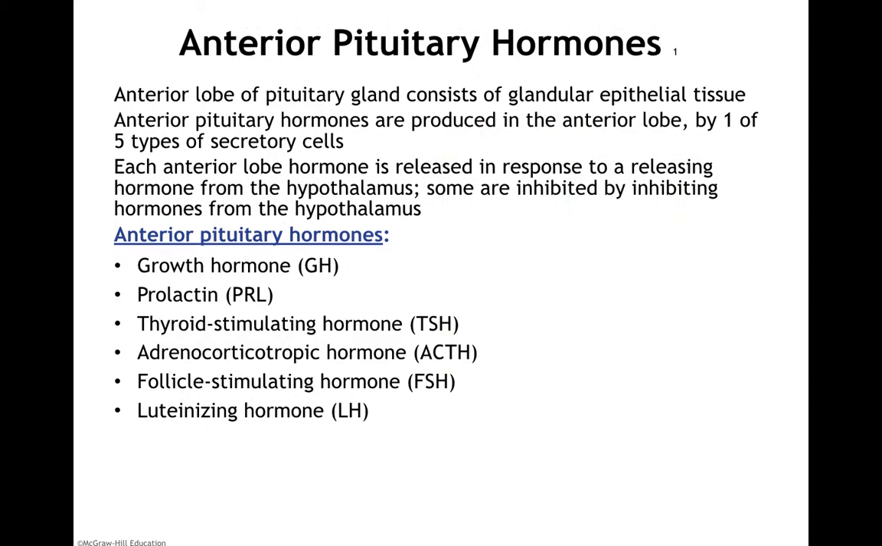The anterior pituitary hormones. The anterior lobe has glandular epithelial tissue and is secreted by one of five types of secretory cells. Each hormone in the anterior lobe is released in response to a releasing hormone from the hypothalamus, and some are inhibited by hormones from the hypothalamus as well. The anterior pituitary hormones would be growth hormone, prolactin, thyroid stimulating hormone, adrenocorticotropic hormone, follicle stimulating hormone, and luteinizing hormone.